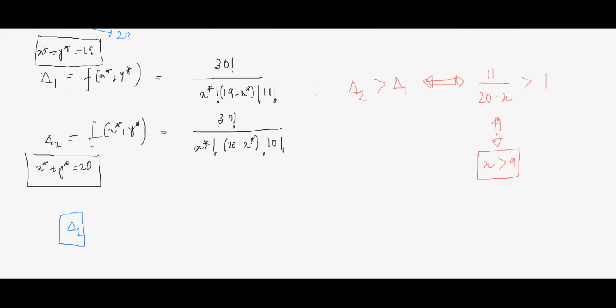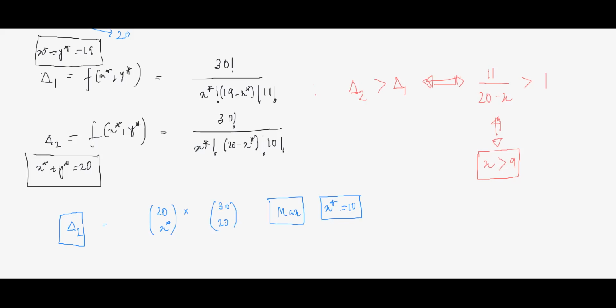right? When? Because lambda 2 is nothing but 20 choose x star times 30 choose 20. So there's a constant. So therefore, lambda 2 takes its maximum value, lambda 2 ka max value, when x star is equal to 10. So lambda 2 max happens when x star is equal to 10.